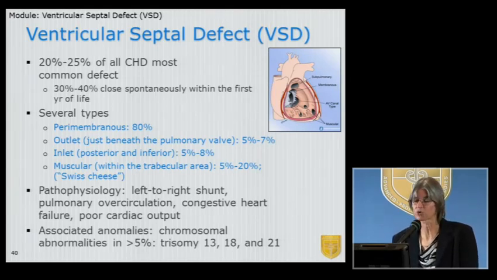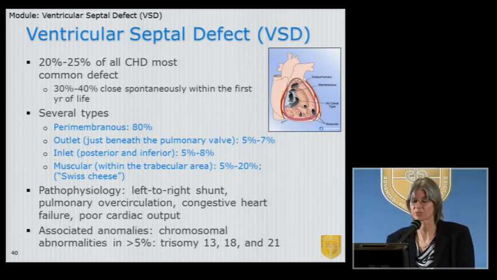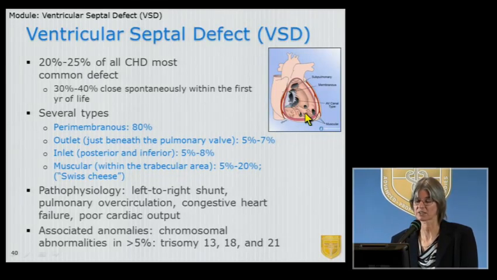There are several types. The most common one is the perimembranous one, right here. And there's an outlet one that's just beneath the pulmonary valve. There's an inlet one that's a little bit posterior and inferior. And then you have the muscular one, the Swiss cheese one, 5 to 20%, so the second most common. They are often very difficult to find.